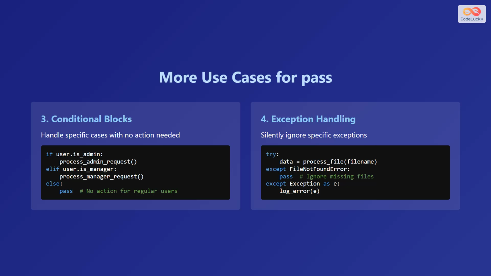Let's explore more use cases for the pass statement. Third, in conditional blocks, you can handle specific cases where no action is required. Fourth, in exception handling, you can silently ignore specific exceptions. The respective code samples provide clear illustrations of how pass is applied in these scenarios.